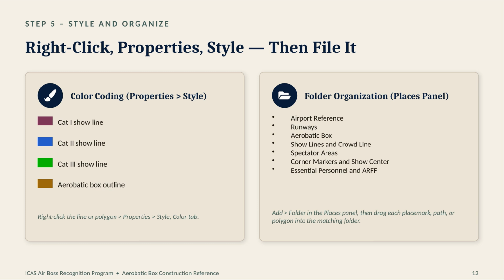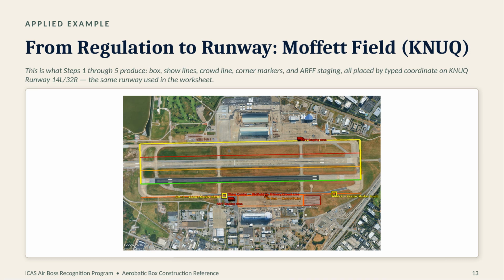This isn't cosmetic. A cleanly organized KML file is what lets a reviewer verify your geometry quickly instead of hunting through an unlabeled pile of lines, and it's what lets you find and fix a single element fast when you're remeasuring on site. This is what steps 1 through 5 actually produce, applied to a real site.